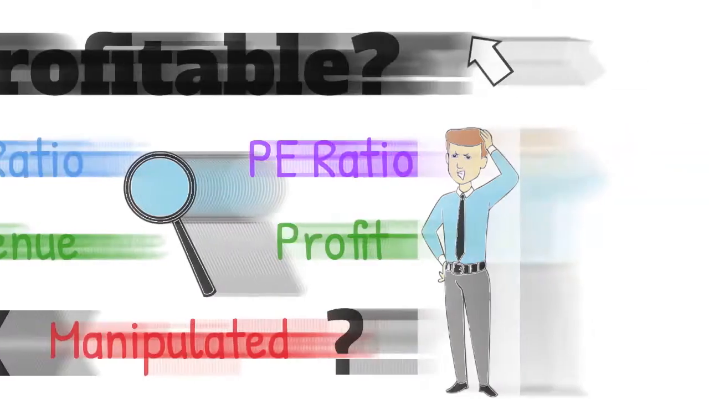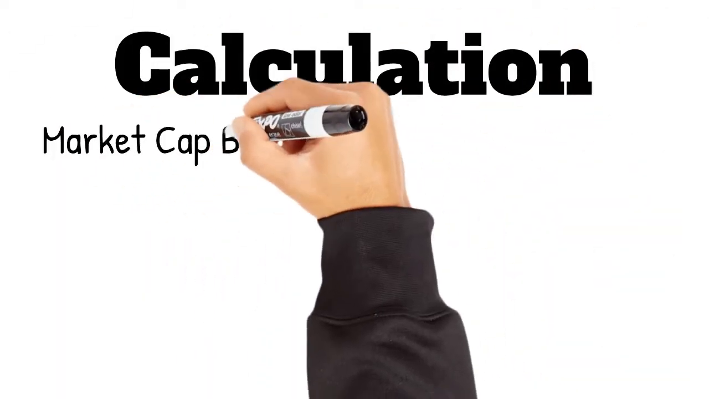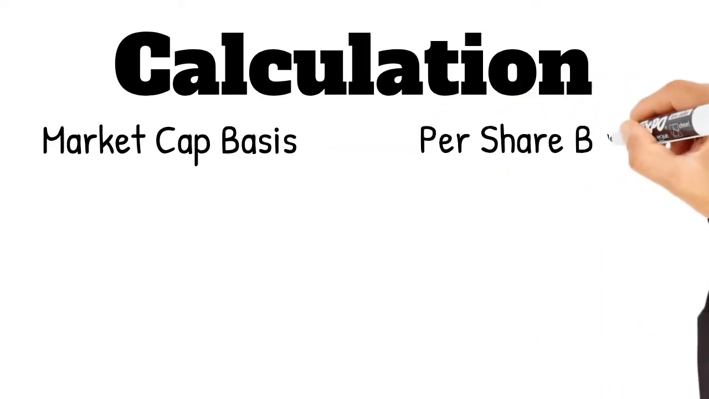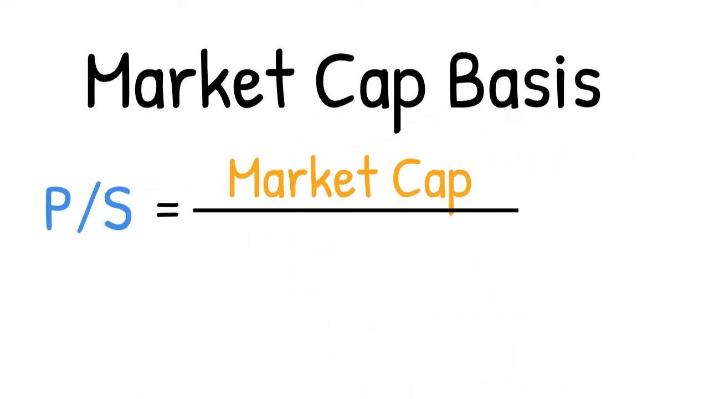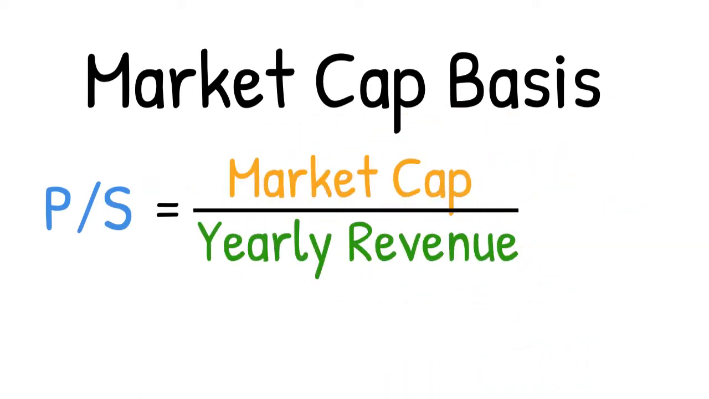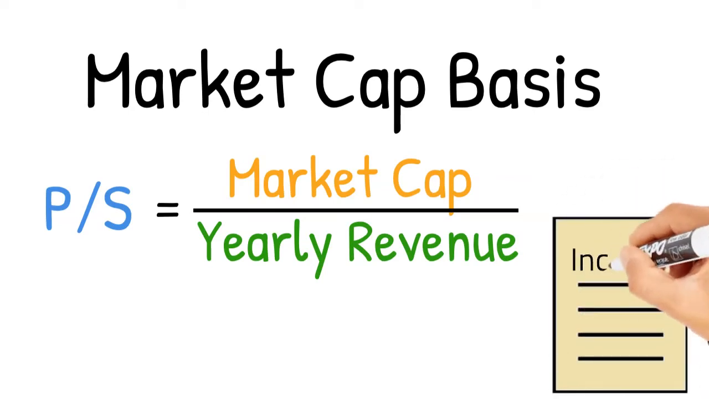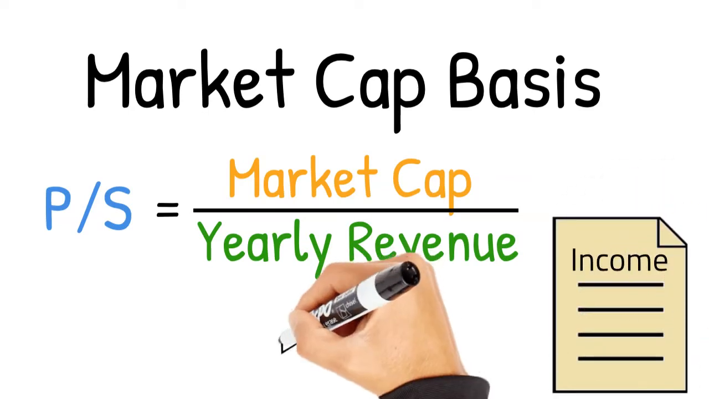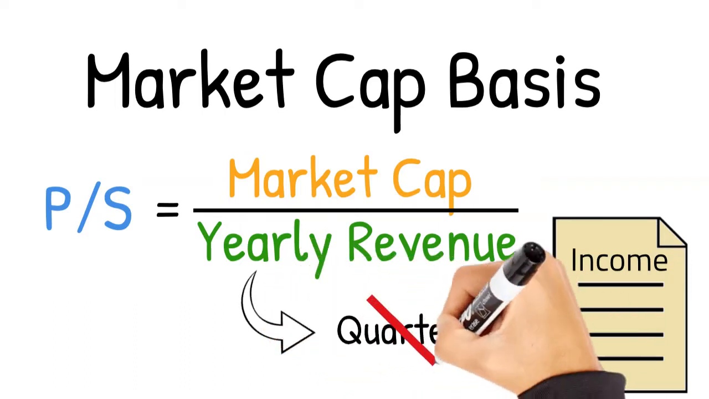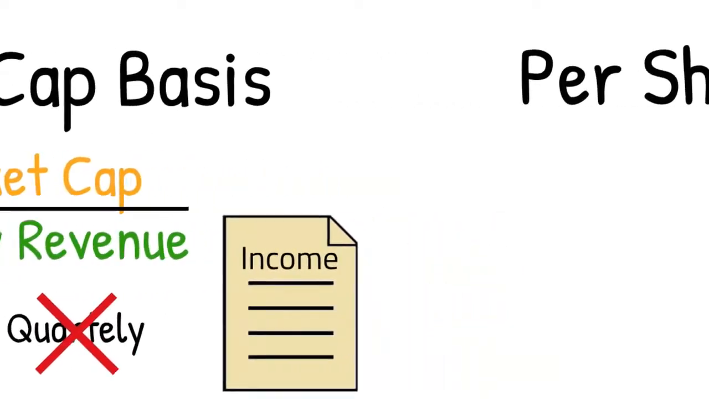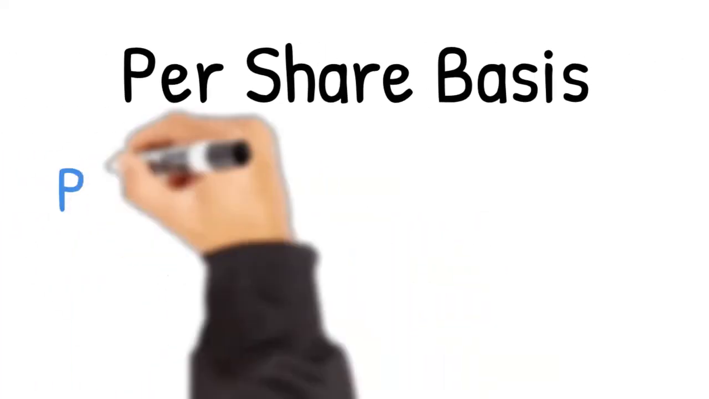For price to sales, there are two different ways you can calculate it, either on a market cap basis or on a per share basis. The first method, market cap basis, is to divide the stock's market cap by its yearly revenue, also known as sales. For the revenue or sales figure, you can find it in the income statement of the company's most recent earnings report. It should be noted that you want to make sure this is a yearly figure and not just a quarterly figure.